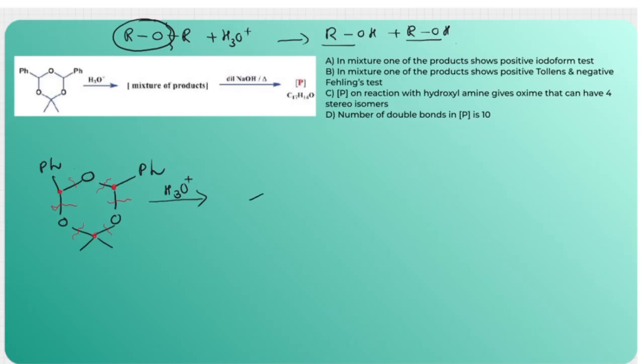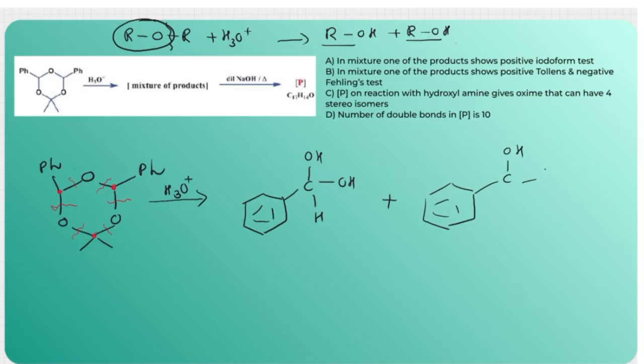So how to write this? Phenyl means C6H5, and it is attached to 2 OH groups because it is a cyclic molecule. Similarly for this also. So you can see there is a benzene ring and then we have OH here and OH here and then hydrogen. What about this carbon? This is a carbon attached to OH, OH, methyl and methyl.